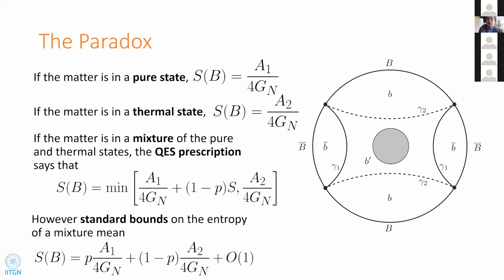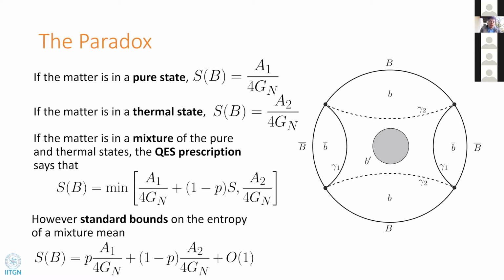However, if our bulk state is a mixture of these two states, then our boundary state must also be a mixture of those two states, and hence the reduced state on region big B must also be a mixture of those two states. So the state rho big B has to be a mixture of P times the state rho B for the pure state plus 1 minus P times the state rho B for the thermal state.